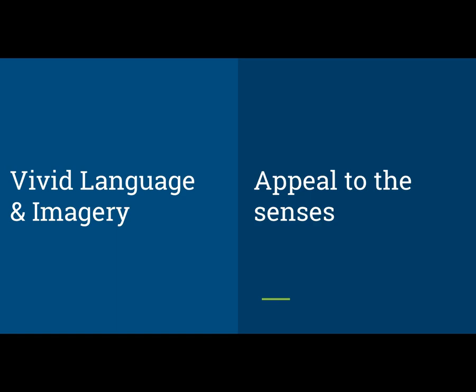Authors use vivid language and imagery to help readers picture a scene. Imagery is a description that appeals to the senses of sight, sound, smell, feeling, or touch. These sensory images make a setting or scene more memorable for readers.